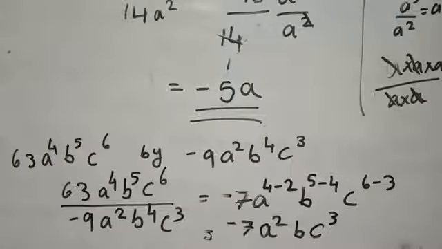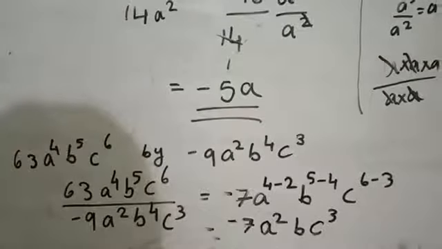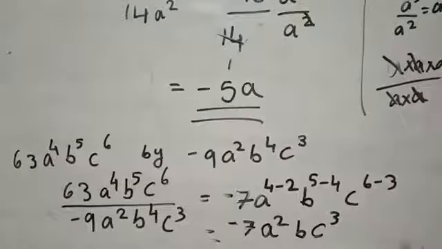B means b raised to 1. This is the answer. Minus 7, a square, b c cube. This is the answer of the question: 63 a raised to 4 b raised to 5 c raised to 6 divided by minus 9 a square b raised to 4 c cube.